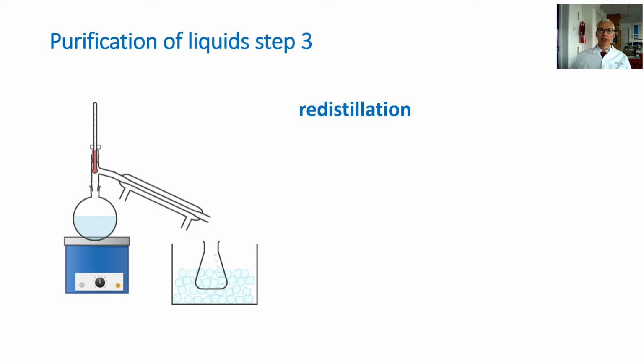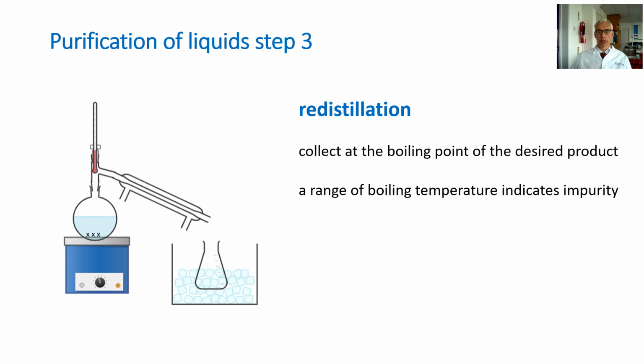So the purification of a liquid, step 3, as mentioned earlier, is redistillation. So exactly the same distillation setup, but of course you're going to collect at the boiling point of the desired product. So you know the product that you're looking to collect. The database will give you its boiling point, so you collect at that boiling point. If, however, there is no sharp boiling point detected, or liquid is collected at a range of boiling temperature, that would indicate impurity, and you would need to repeat the distillation or redistillation process.